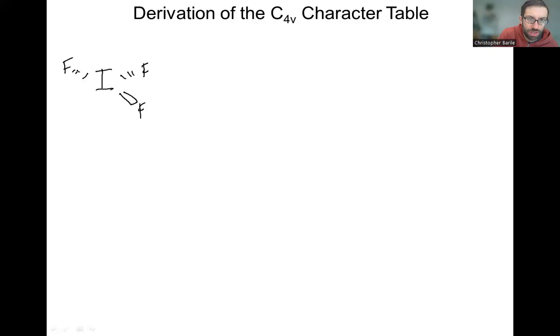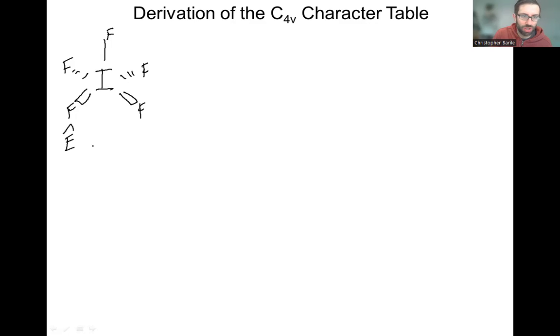Here's the square part of the pyramid, and there's the apex of the pyramid. Of course, there's lone pairs on all these fluorines. This is a really good character table to illustrate some basic principles about how character tables work. It's a little bit more complicated than simple ones like C2v or C3v. First we have to identify all the different symmetry operations of this molecule, or any C4v molecule will have the same. Of course, we're always going to have identity.